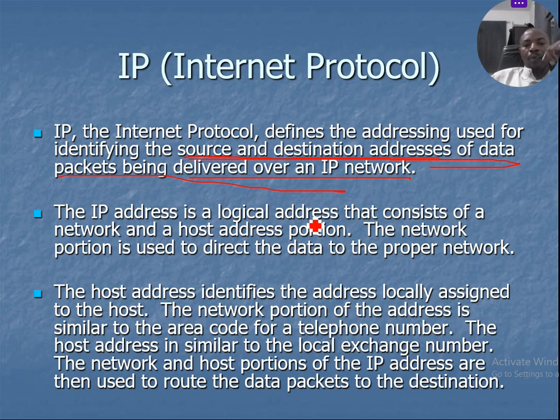The IP address, remember, we call it the logical address that consists of a network and a host address. So this IP address consists of two things: the network address and what we call the host address. The network address is used to route data on the network. The host address helps us to identify the local assigned host, to identify which computer this is being assigned to, or the networking device that can carry it to the final host or the final destination. So that's what that is.